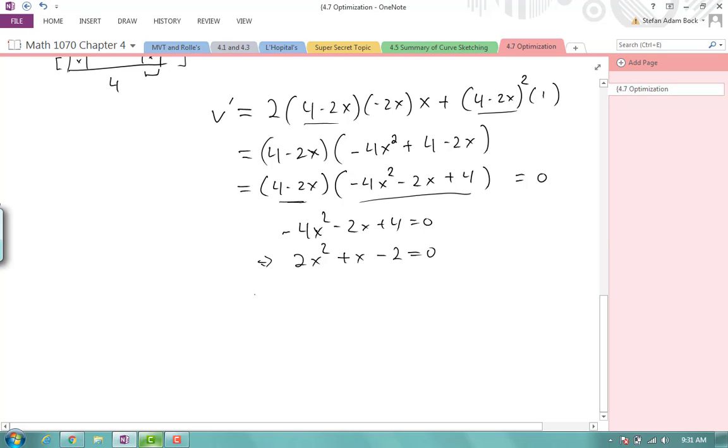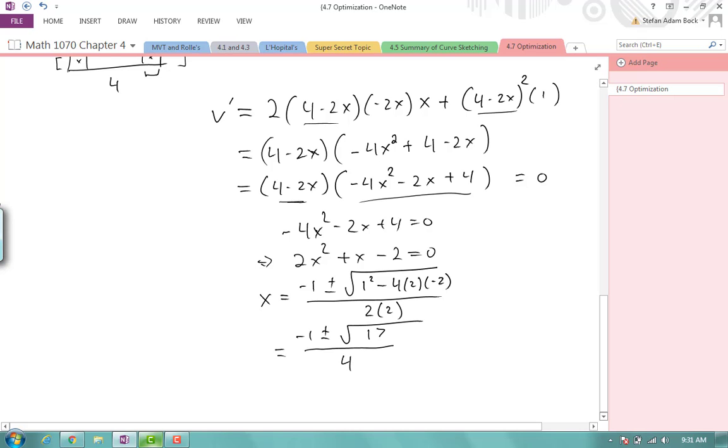I don't know if I can factor that, so I'll go ahead and use the quadratic formula because that always works. I'll have negative 1 plus or minus the square root of b squared, that's 1 squared, minus 4 times a times c, 4 times 2 times negative 2, all over 2 times 2. So that's negative 1 plus or minus the square root of 1 plus 16, 17, all over 4. What a lovely number.